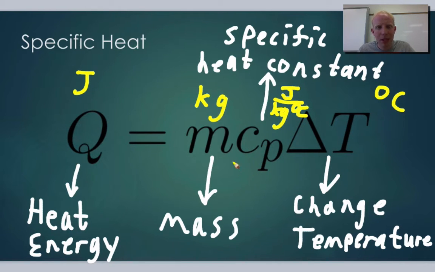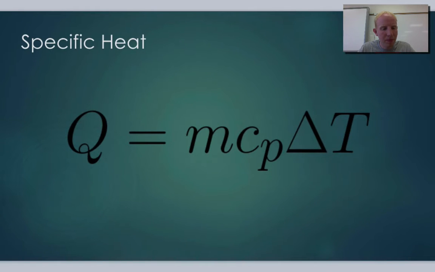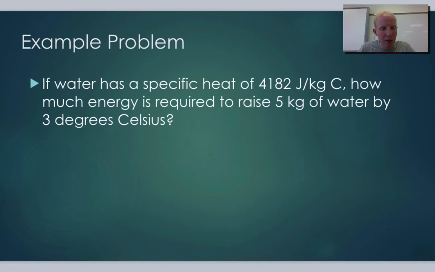All right, so we described this equation a lot. Let's actually put it into application, and we'll start to see how this all works out. So let's do this example problem. If water has a specific heat of 4,182 joules per kilogram degrees Celsius, how much energy is required to raise 5 kilograms of water by 3 degrees Celsius?